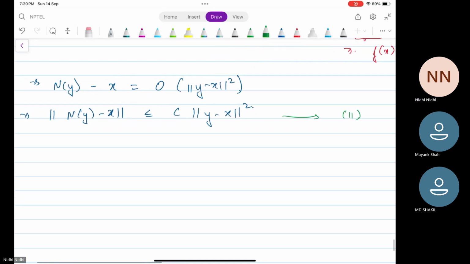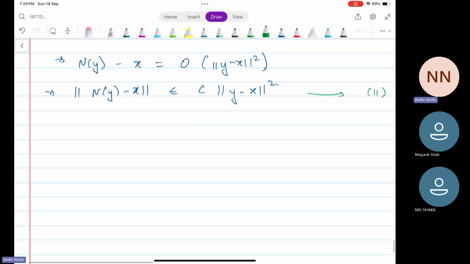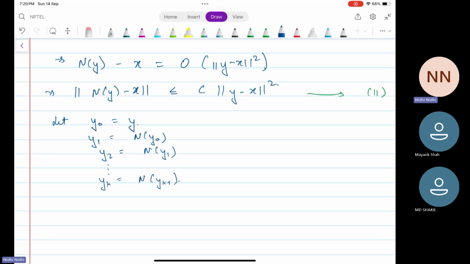Now let's define the sequence. Let y naught be equal to y. This y is something close to x. We'll see how close this y needs to be. This implies we are constructing the sequence. y1 is n of y naught, y2 is n of y1, and so on. yk is n of yk minus 1. And we want to show that this yk sequence converges to x.